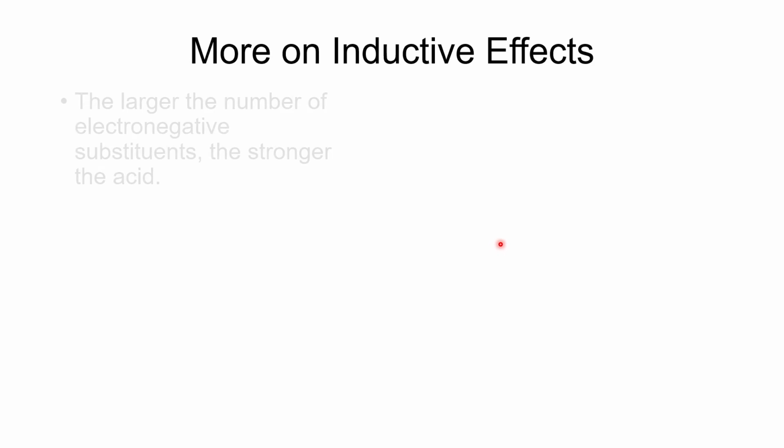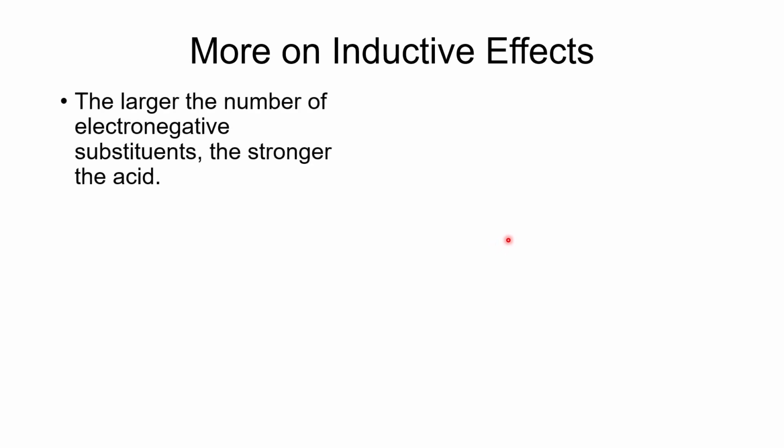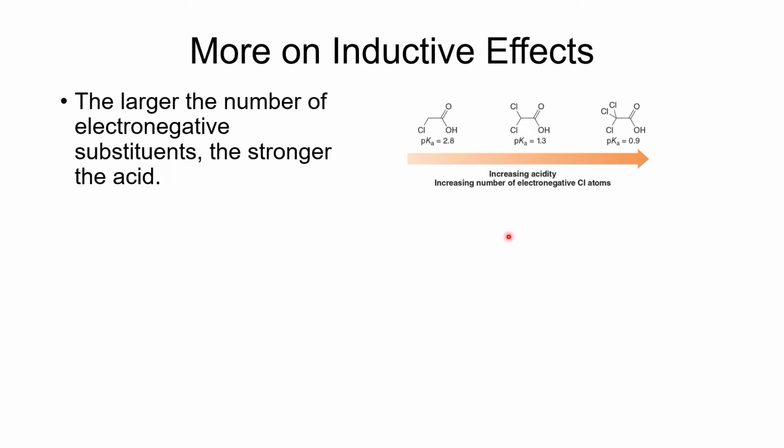All right, so just a little bit more on inductive effects, and then we're going to do number 34. So if we increase the number of electronegative substituents, we can make the acid stronger. So we saw this one a minute ago where we had a pKa of 2.8 on 2-chloroacetic acid. Well, if we put 2 chloros on there, so 2,2-dichloroacetic acid, then we can make it even more acidic. You'll see the pKa drops by 1.5. That's a pretty significant number. So we make it even more acidic.